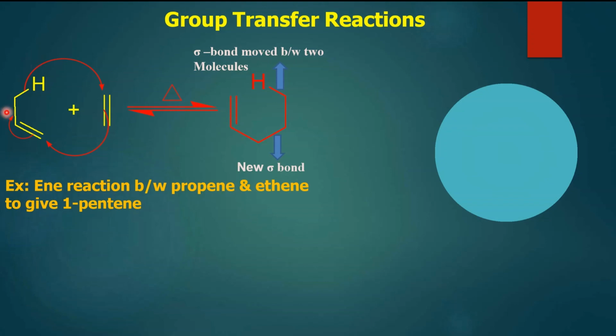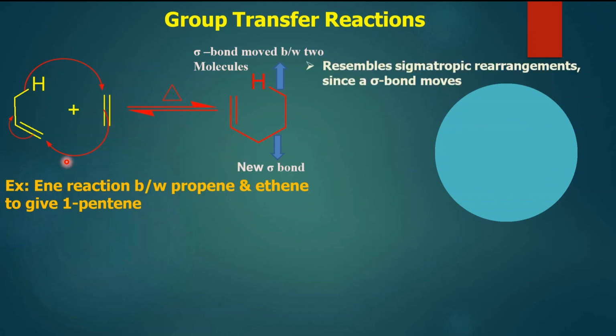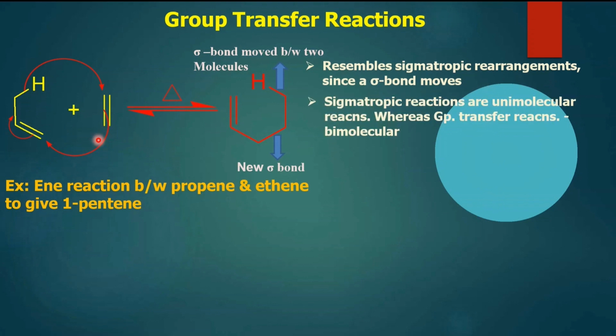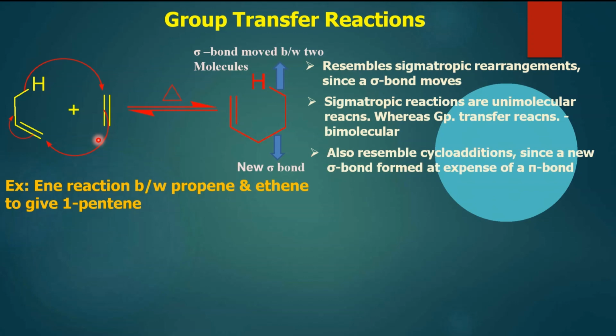Here the CH group has been transferred from propene to ethene, and propene and ethene are interconnected with each other through a new sigma bond which is formed. It resembles sigmatropic rearrangement as the sigma bond has been shifted from this to this. But sigmatropic rearrangement is intramolecular, whereas here it is intermolecular, or bimolecular.